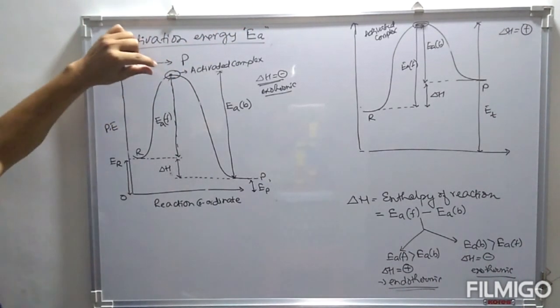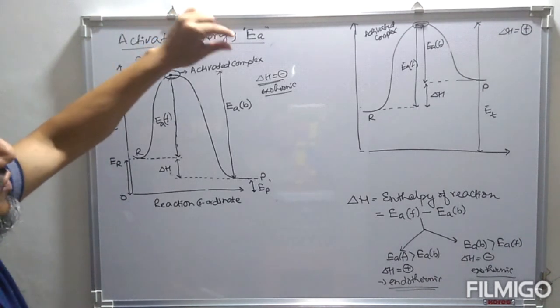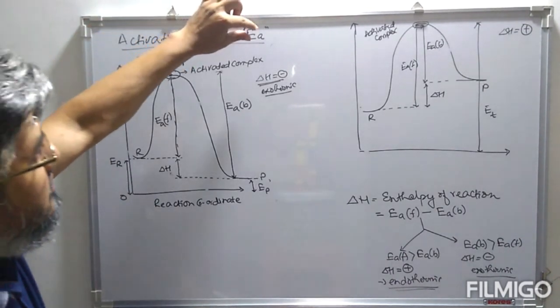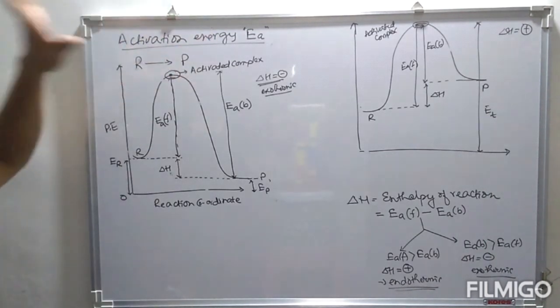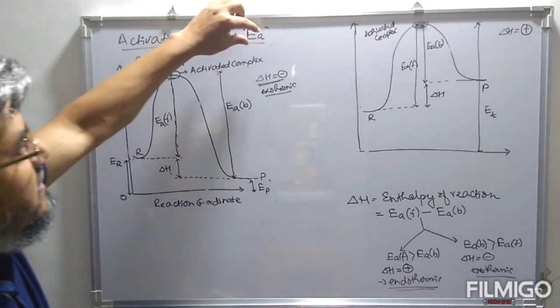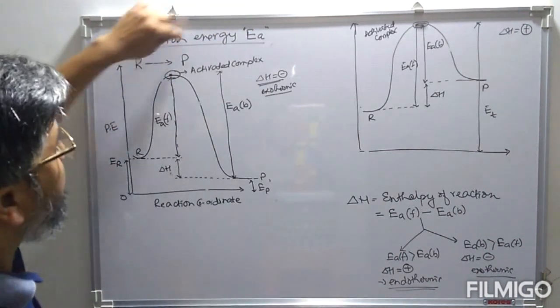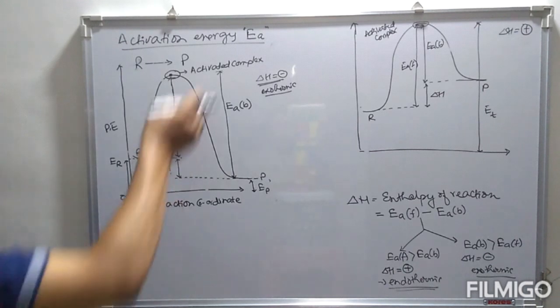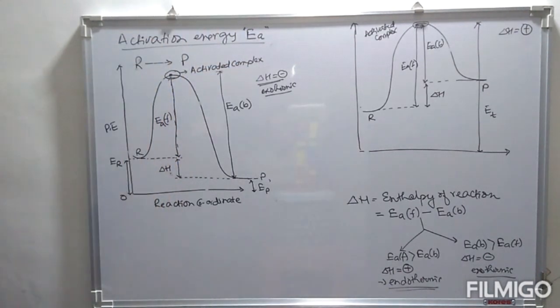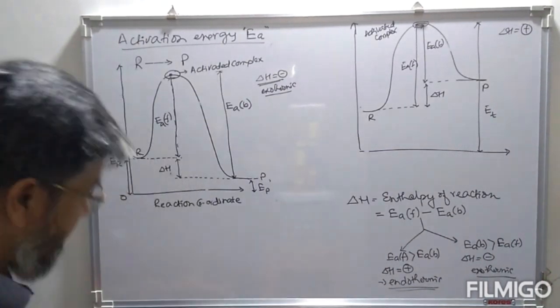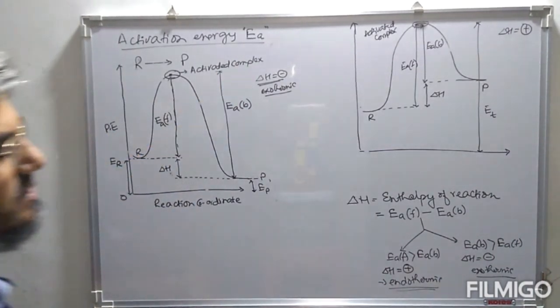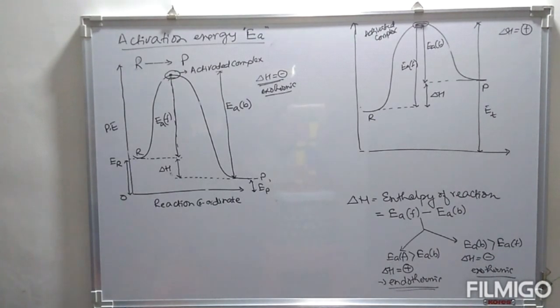Every reactant molecule must possess some minimum amount of energy, and if its energy is less than this value, then no reaction takes place. If the energy is greater than this value, only then will this reactant molecule be converted into product. So this minimum energy that must be possessed by the reacting molecule is defined as the activation energy. Now, how does temperature affect this activation energy? That is the main point.